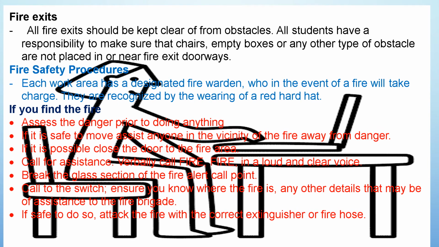Fire exits. All fire exits should be kept clear of obstacles. All students have a responsibility to make sure that chairs, empty boxes, or any other type of obstacle are not placed in or near fire exit doorways. All corridors also need to have equipment stored on one side only to ensure that in the event of an emergency there is a clear exit.